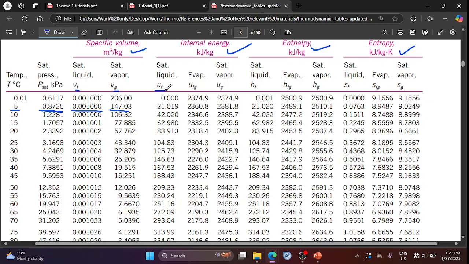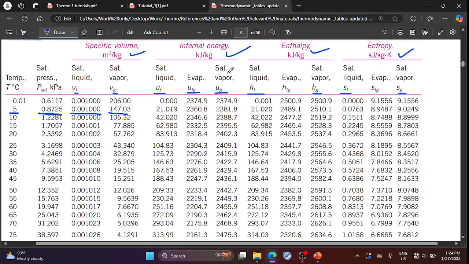This value here means the internal energy of the saturated liquid. This is the internal energy of the saturated vapor. UFG is just the difference between them, so it's UG minus UF. HF is the enthalpy of the saturated liquid. HG is the enthalpy of the saturated vapor. This is the entropy of the saturated liquid and the entropy of the saturated vapor.